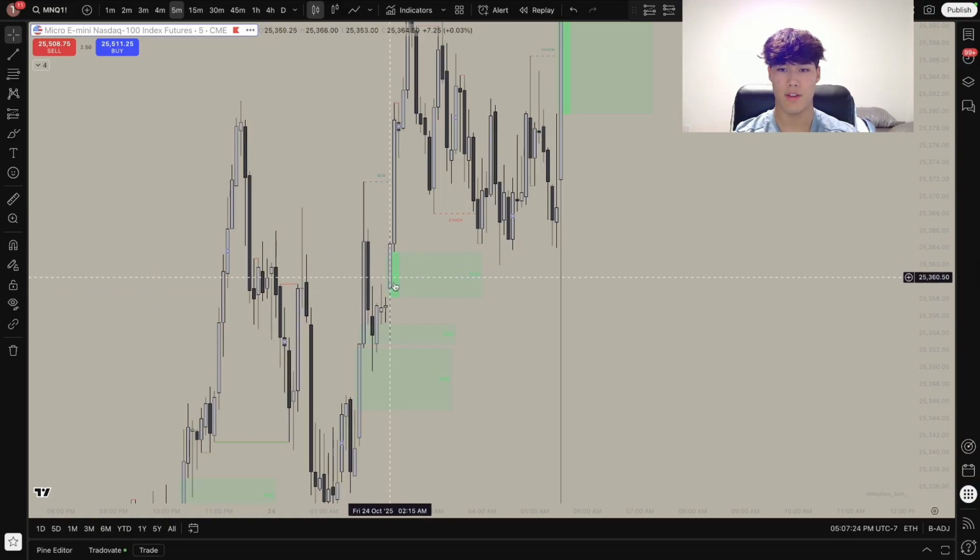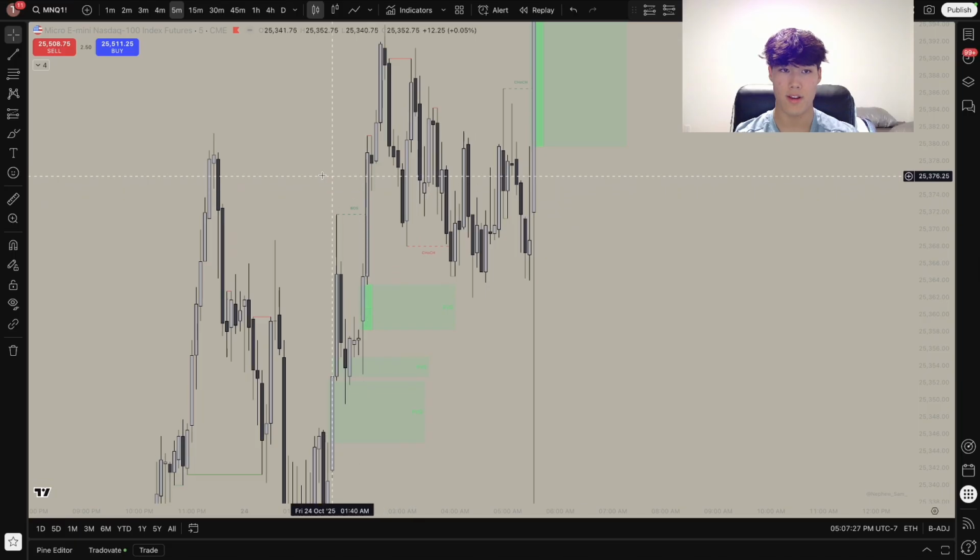This is a fair value gap. This is a perfect example. And then there's one right here, right? Let me draw it out. This is my fair value gap rectangle that I use. This is also a fair value gap as well. So hopefully you guys can understand that. That is a fair value gap.